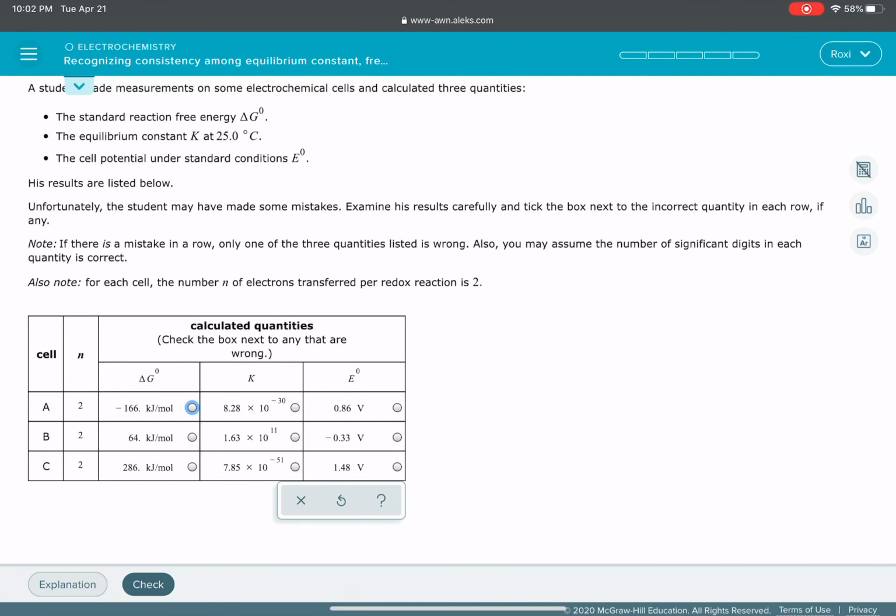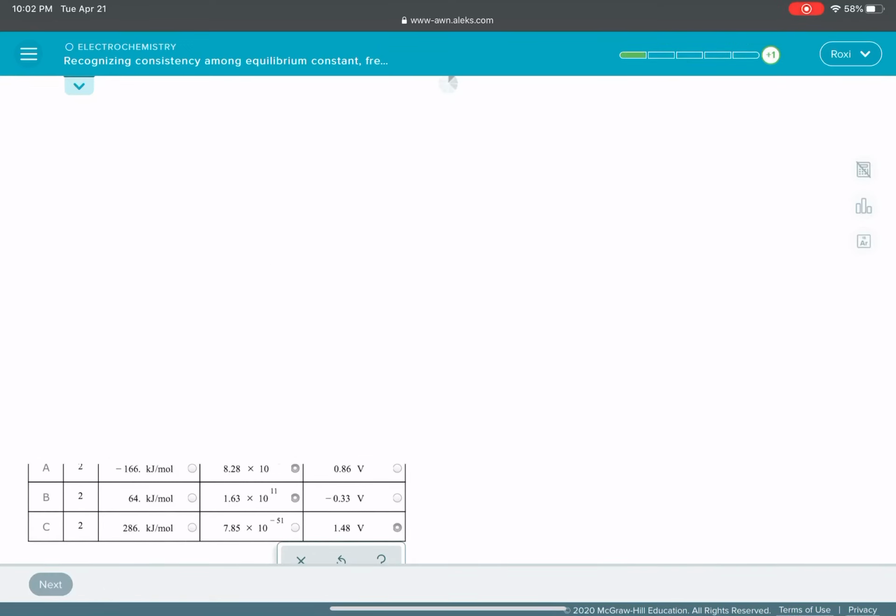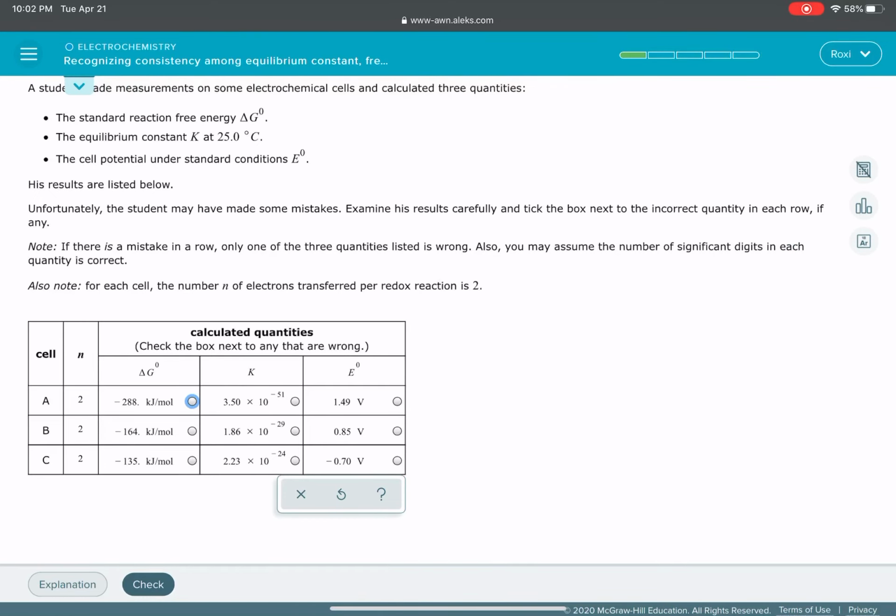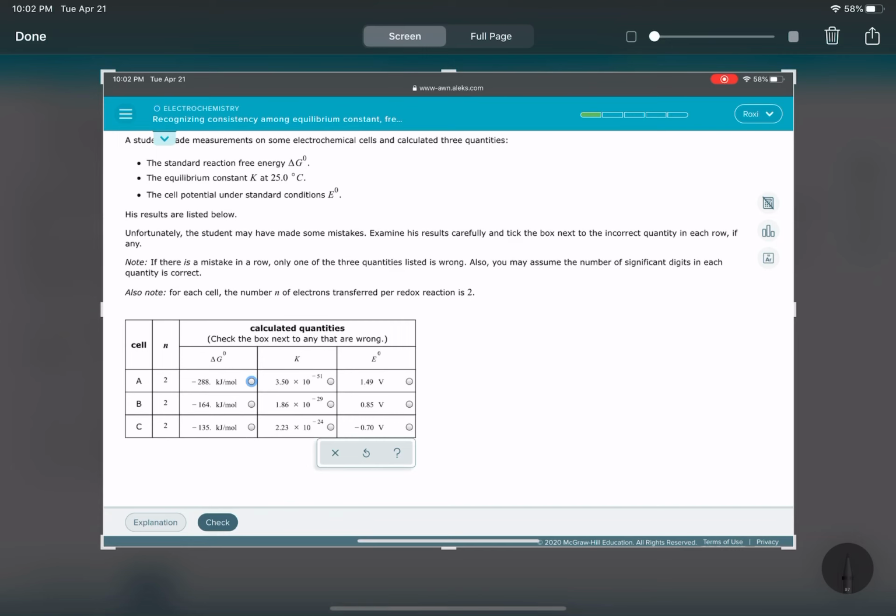Let's see if the next one that I get on ALEKS might be trickier. I hope I remembered that right. So let's do one more, just to make sure that there aren't any tricks.